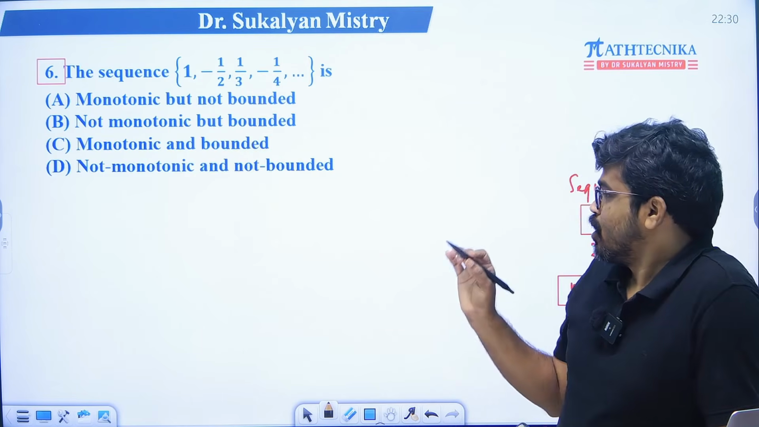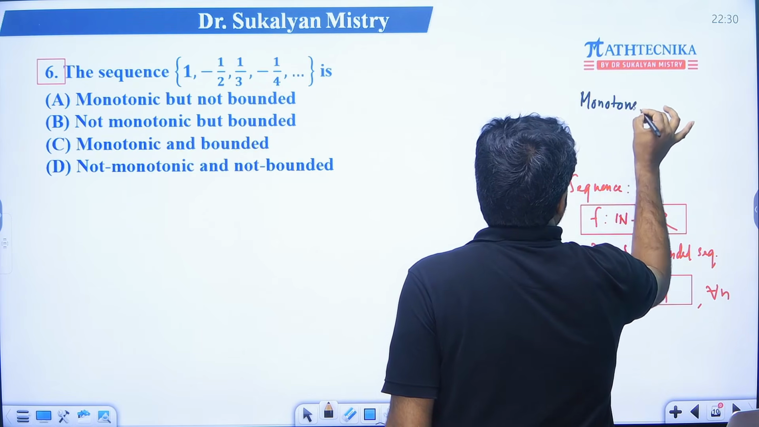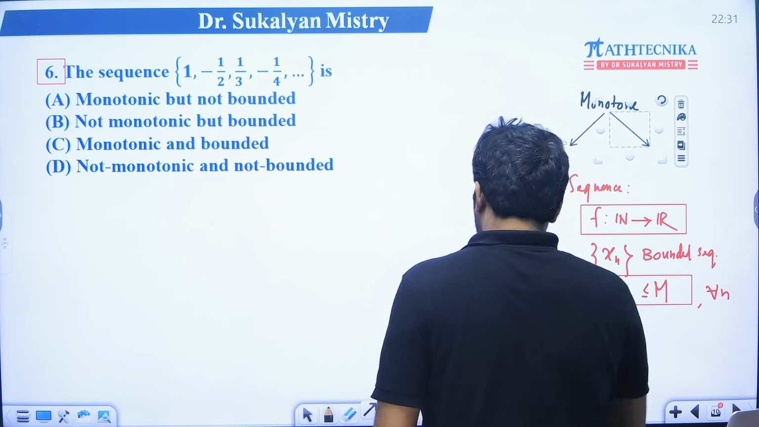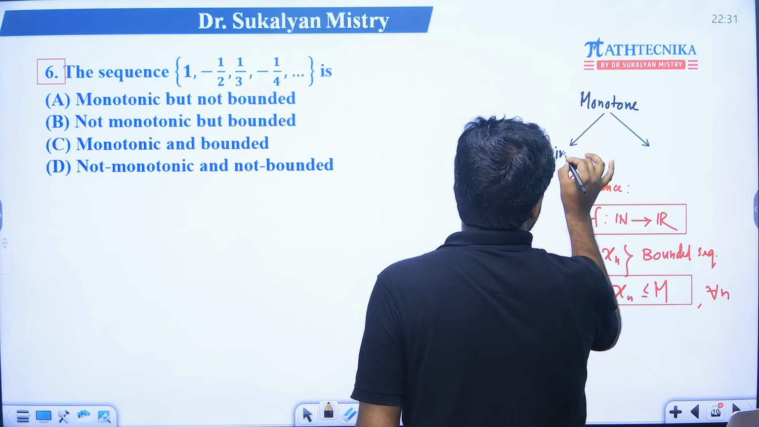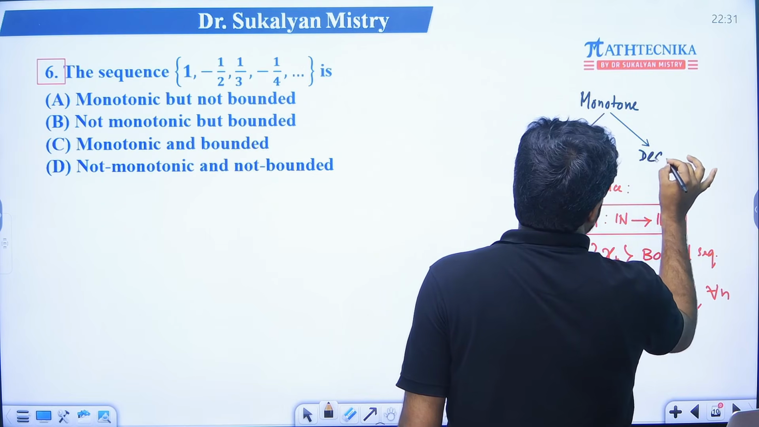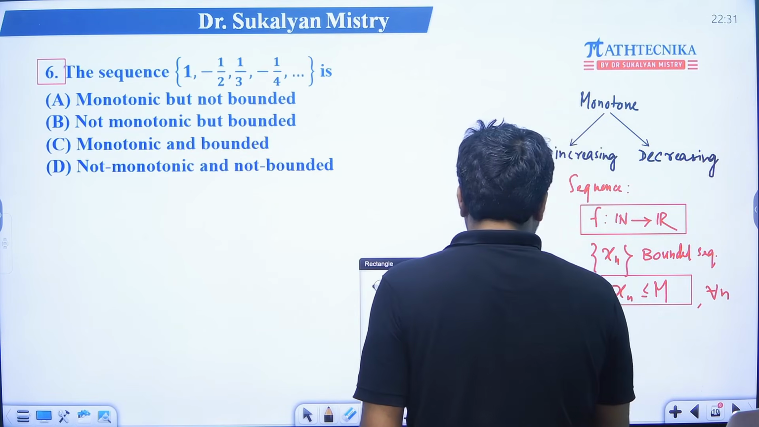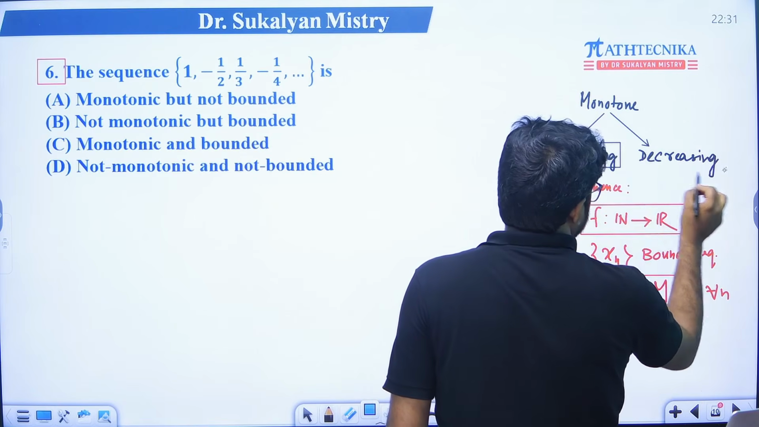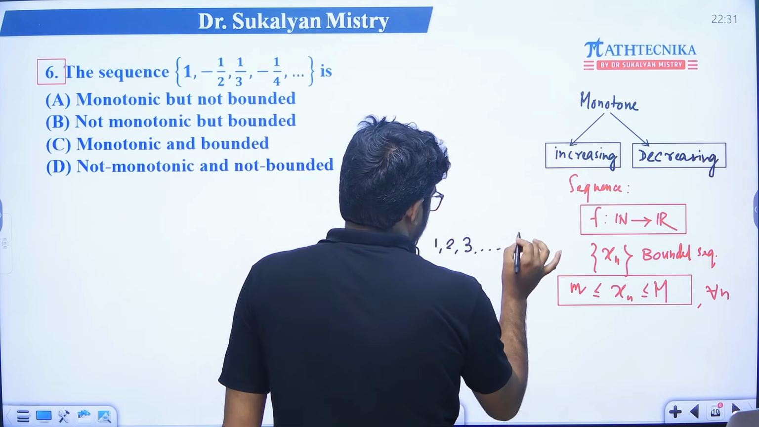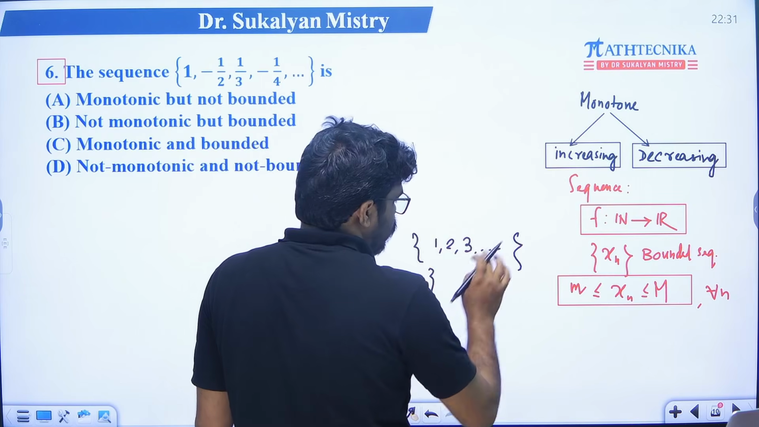Okay, what is a monotone sequence? Monotone means either it is monotonic increasing or it is monotonic decreasing, either it is increasing or it is decreasing. These are the two possibilities. It will never be that it increases once and decreases once, okay? For example, see 1, 2, 3, so this is monotonic increasing, right? This is an example of monotonic increasing.